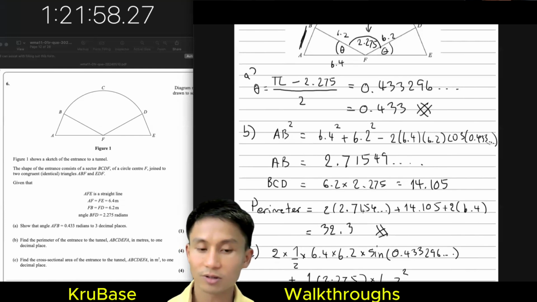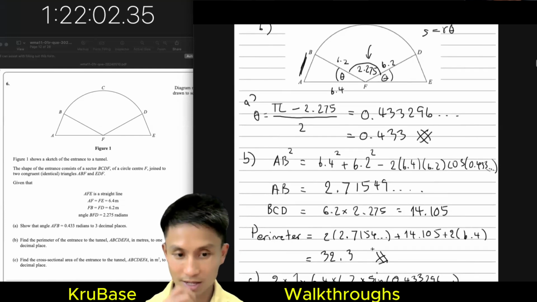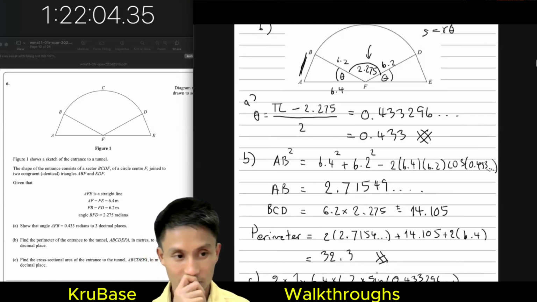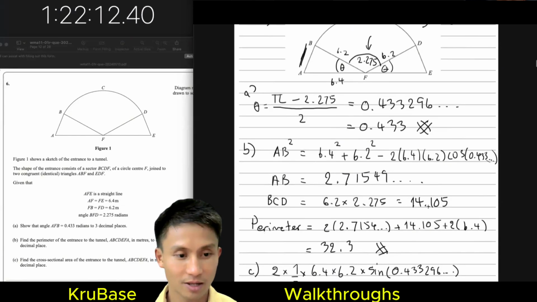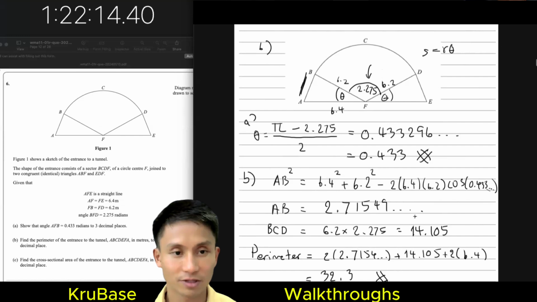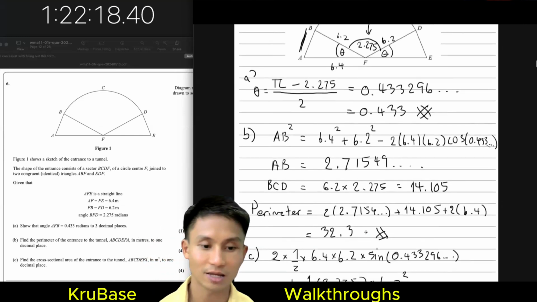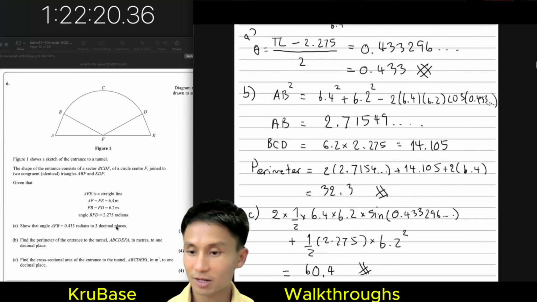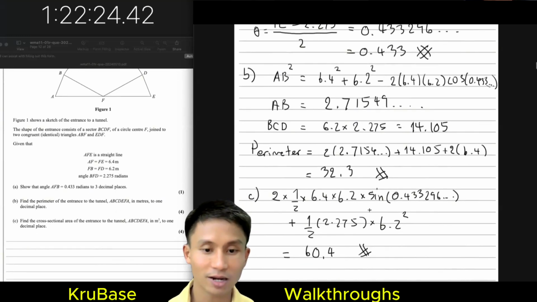And then you're going to find the perimeter here. So 2 times the AB, which is this guy in there, and 14.105 is the arc length, and then 2 times 6.4, which is the straight line AE. That should be fine. One decimal place.